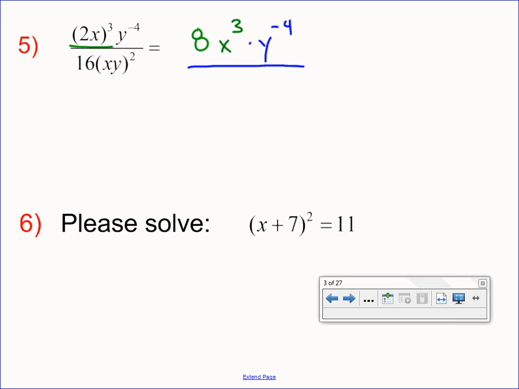Is the 16 squared? Right? Is that 16 squared, Brady? No. How do you know it's not squared? Because it's not in parentheses. Good. So in the absence of parentheses, the only thing that's raised to an exponent is the thing that's right next to it.